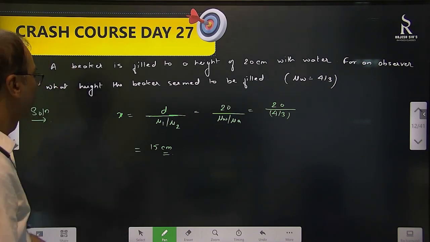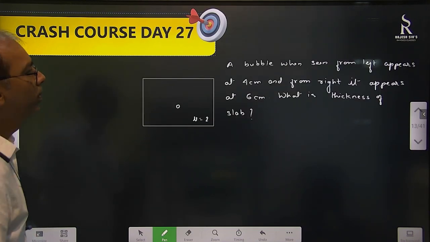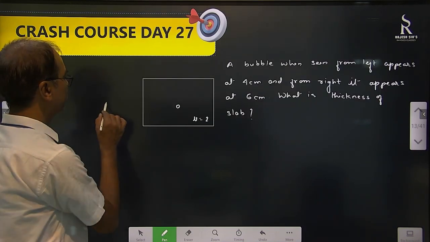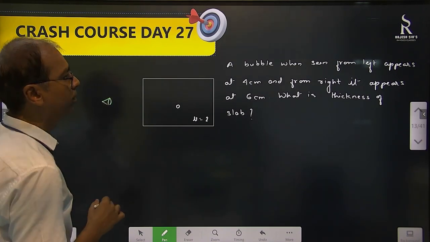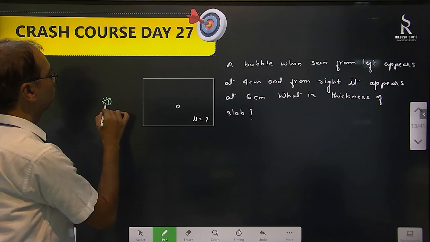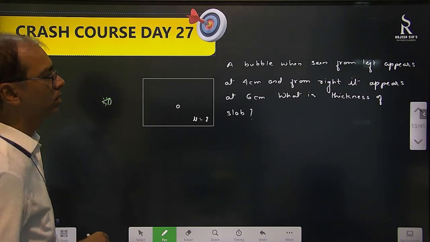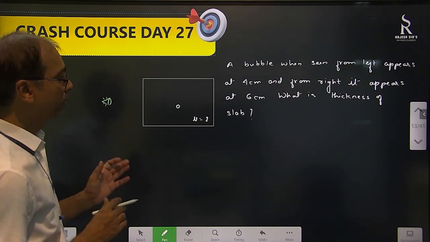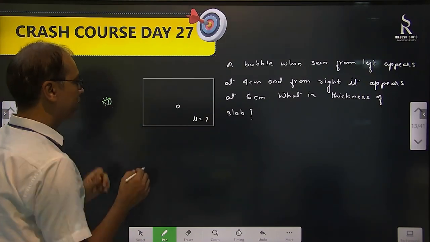Alright, let's move ahead. A bubble when seen from left appears at 4 centimeter, and from right it appears at 6 centimeter. What is the thickness of the slab? So that means we have to calculate the apparent position from here and from here, and the actual distance we do not know.